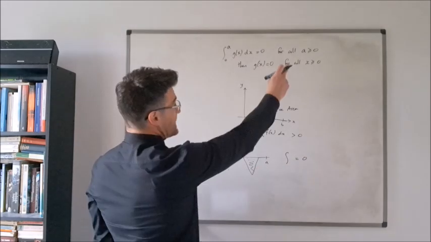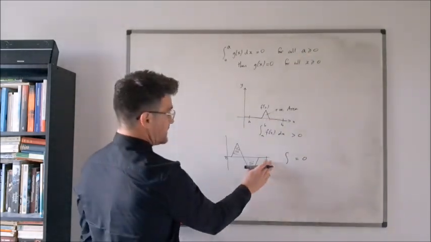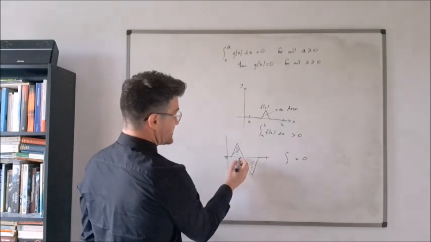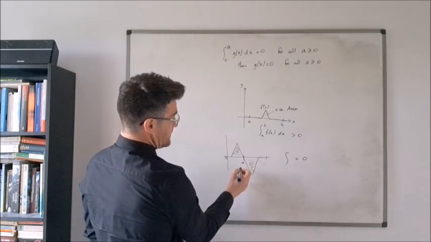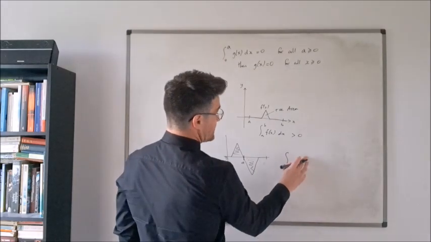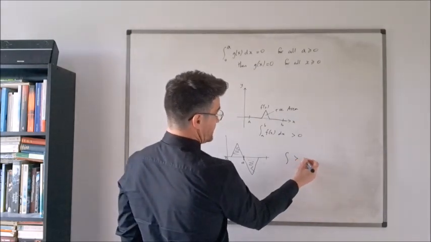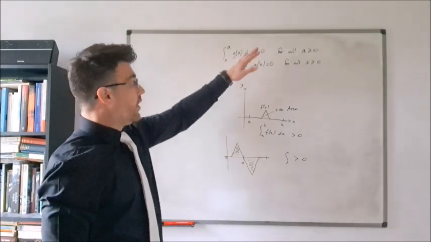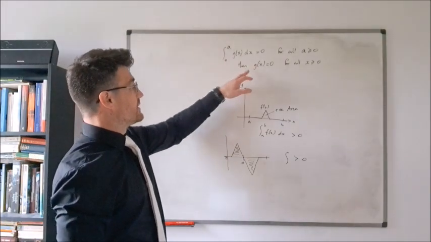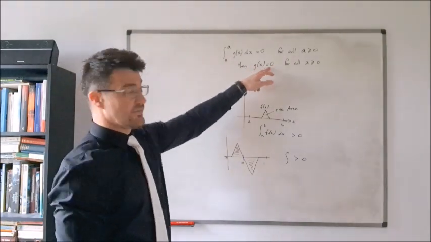But remember, this should be true for all a. If I choose my a somewhere here now, then this integral is going to be greater than 0. So for this to be true for all a greater than or equal to 0, the only way that can happen is if g of x is equal to 0.